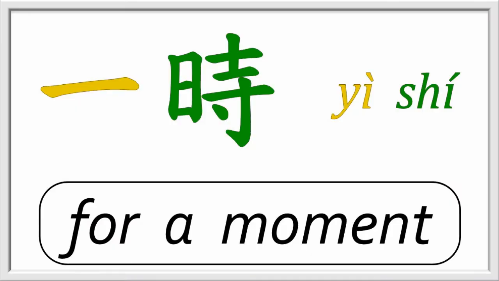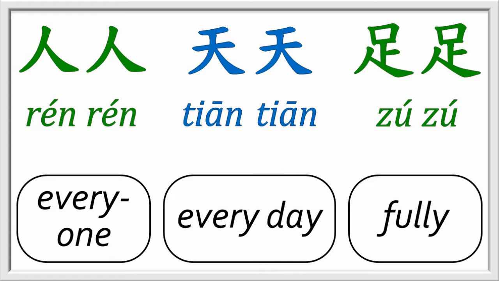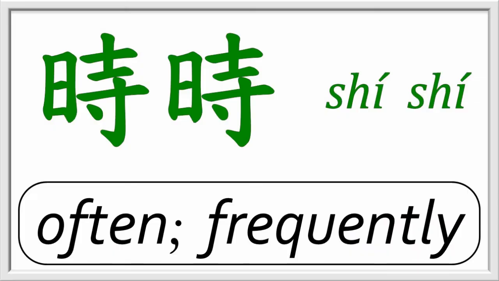We'll talk about the extra hand in a moment, but first, let's give some useful phrases. Momentarily, or for a moment, 一时, as in, for a moment I couldn't recall his name. As we saw with some other nouns, 天天, 人人, and 足足, this character can also be doubled to emphasize amount or number. So, 时时 means frequently or often.